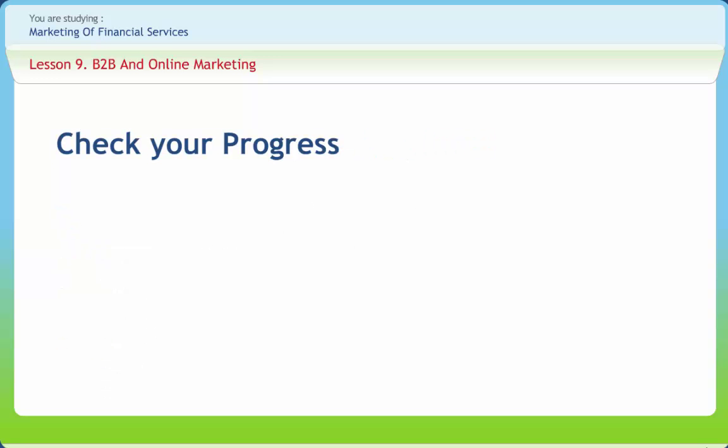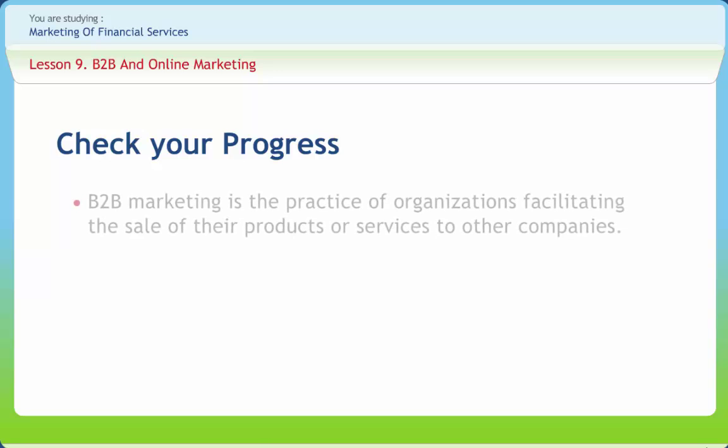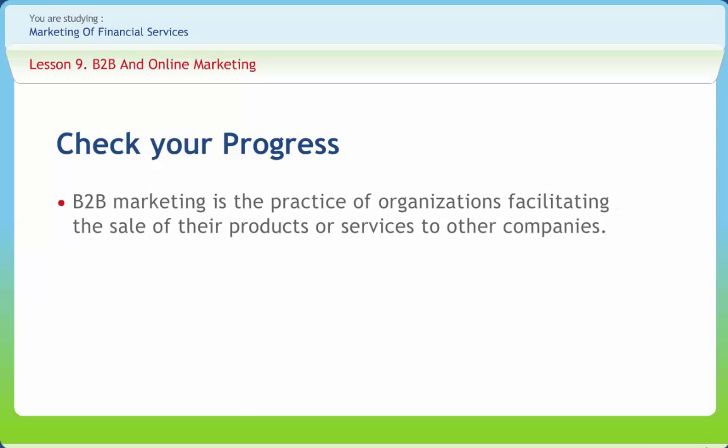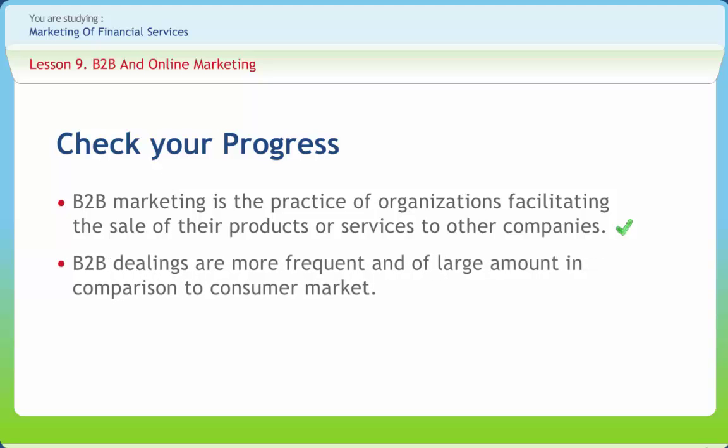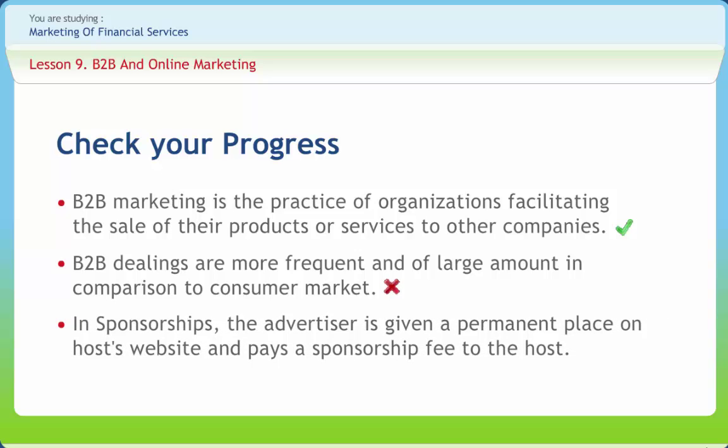Now let us check if we have understood the various concepts discussed in this lesson clearly. B2B marketing is the practice of organizations facilitating the sale of their products or services to other companies. Right or wrong? Right. B2B dealings are more frequent and of large amount in comparison to consumer market. Right or wrong? Wrong. In sponsorships, the advertiser is given a permanent place on a host's website and pays a sponsorship fee to the host. Right or wrong? Right.